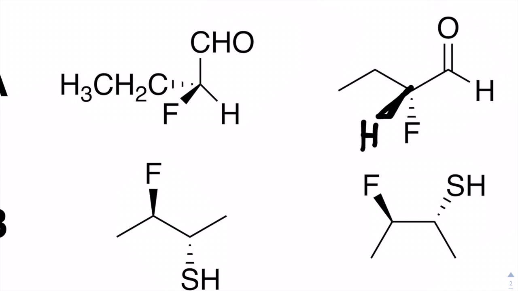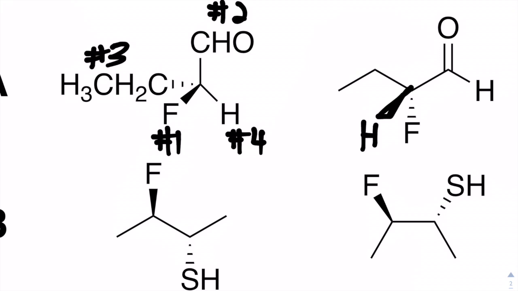Maybe there's some sort of isomers of each other. So let's assign priority. We see that we have a fluorine directly attached, so that's priority number 1. We see that we have a hydrogen attached, so that's priority number 4. We see that we have a carbon bound to an oxygen, so that's probably priority number 2. And then we just have other carbons attached here in an ethyl group, so that's priority number 3.